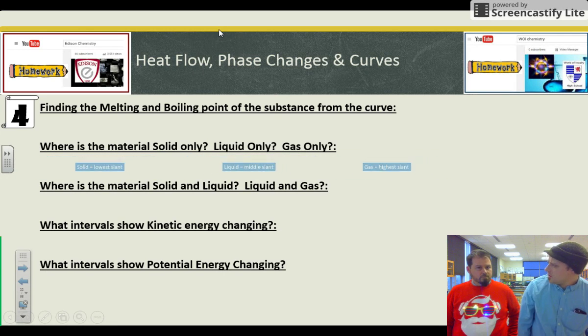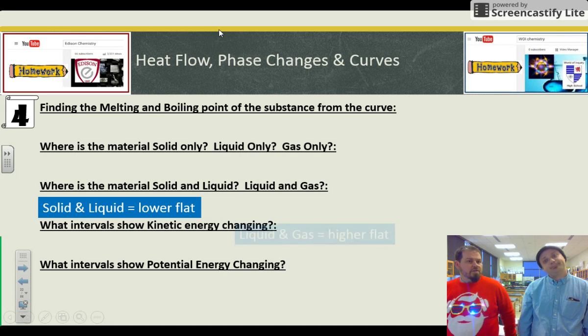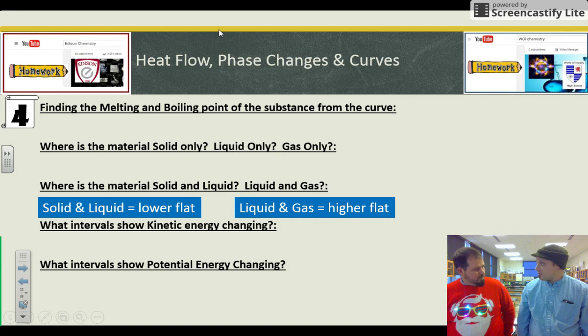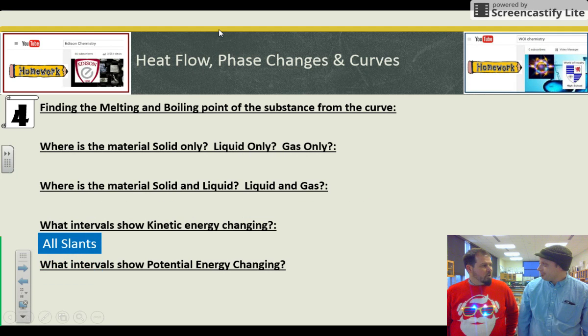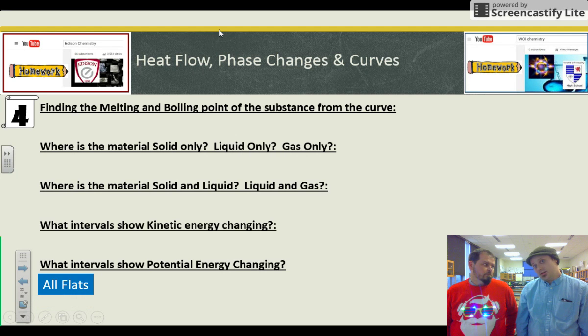Where are we seeing two phases mixed? During the flat portions, the phase changes. And where is kinetic energy changing? All slants. Every time. And potential energy changes only in the flats.